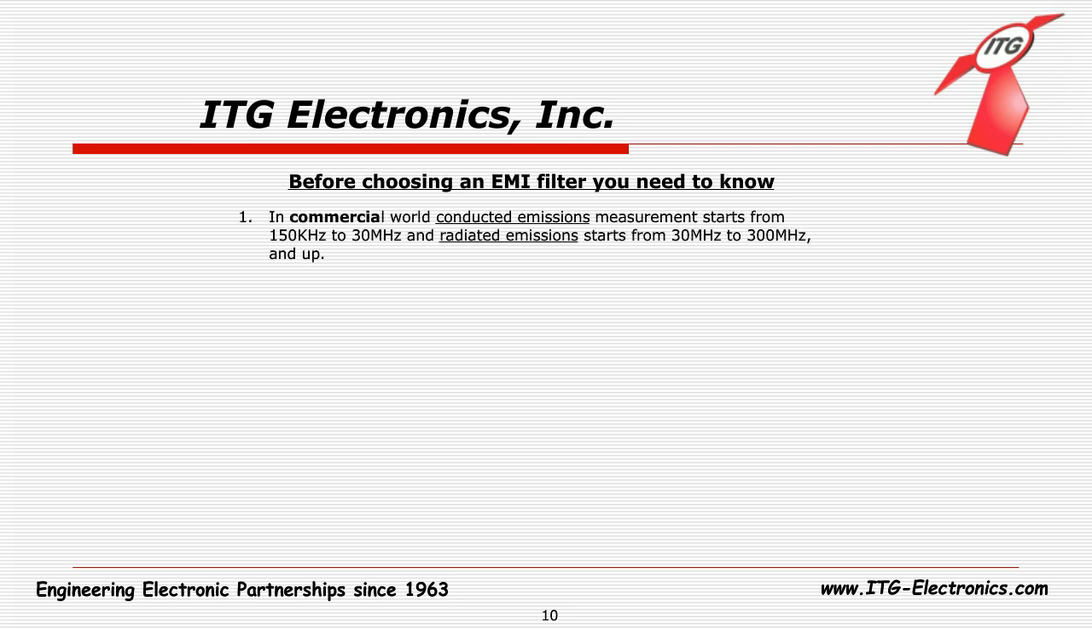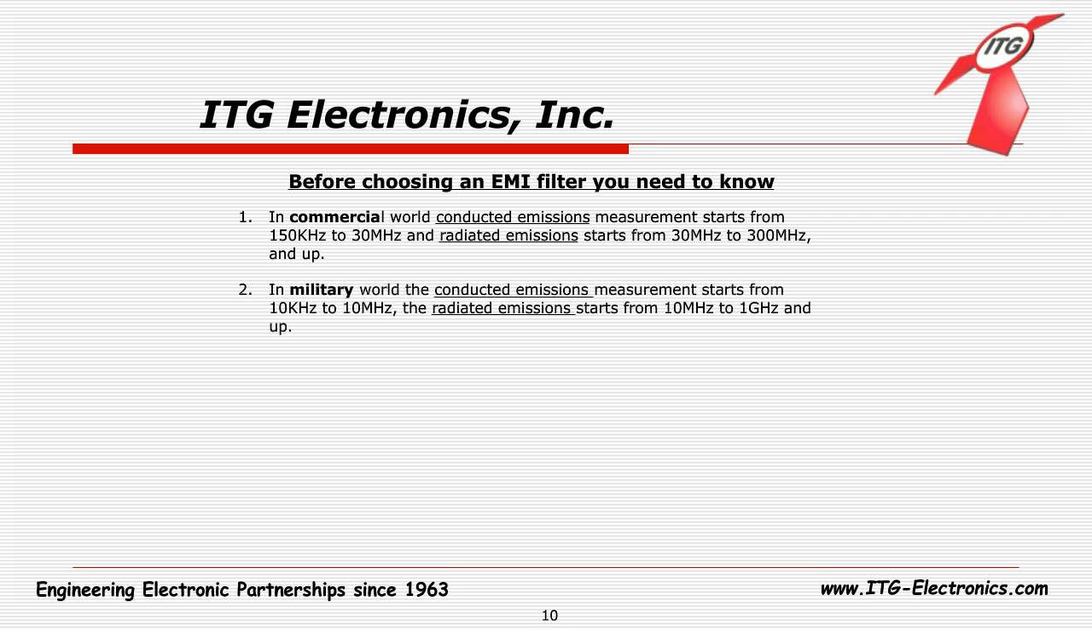One is, in commercial work, conducted emissions measurements start from 150 kilohertz to 30 megahertz, and in some cases higher than that. And the radiated emission starts from 30 megahertz to 300 megahertz and up. Now, in the military world, the conducted emission measurement starts from 10 kilohertz to 10 megahertz. And the radiated emissions start from 10 megahertz to 1 gigahertz, and these days they can go up to 20 or 40 gigahertz.